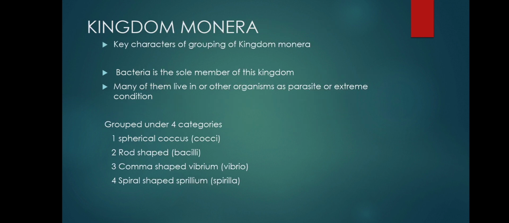Let us discuss the very first kingdom, that is Monera. The key characters of this kingdom Monera are: bacteria are the sole members of this kingdom. Many of them live in or on other organisms as parasites or in extreme conditions. These are grouped under four categories. The spherical one is known as coccus, the rod-shaped bacilli, the comma-shaped vibrio, and the spiral-shaped is known as spirillum or spirilla.